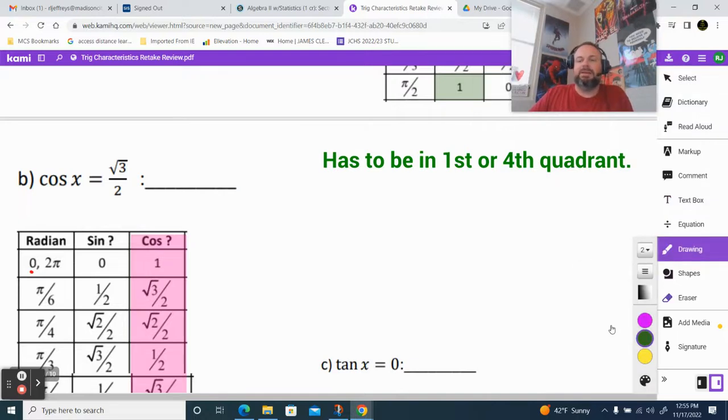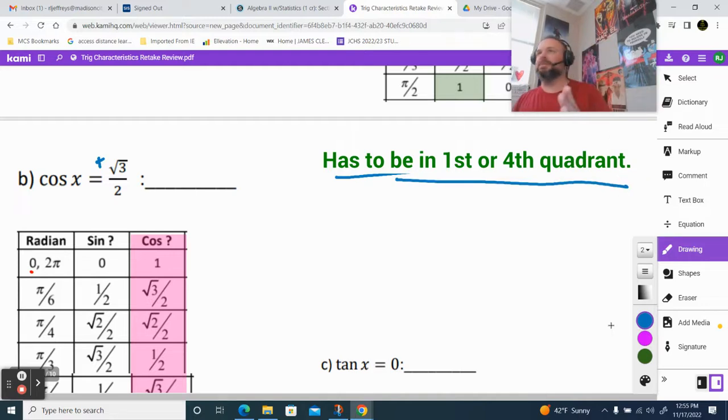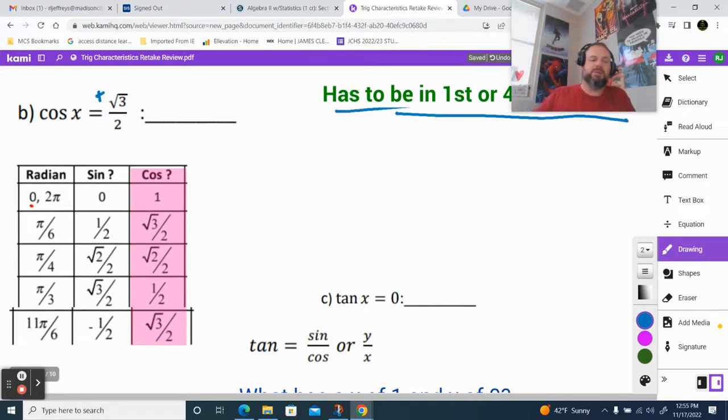Okay. So cosine is positive. That means it has to be in the first or fourth quadrant because that's when our x's are positive. So I'm looking at the cosines, trying to find the positive ones at square root of 3 over 2. Which one are those? Yes, pi over 6.